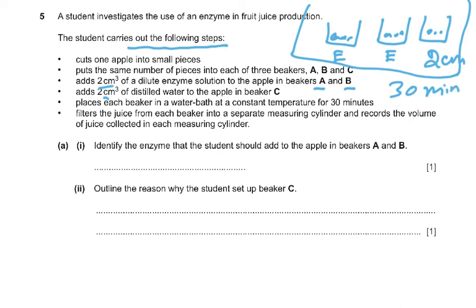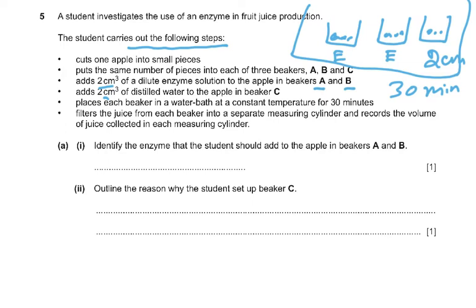And then filters the juice from each beaker into a separate measuring cylinder and records the volume of juice collected in each measuring cylinder. So we've cut the apple into small pieces. We put the same number of pieces into each of the 3 beakers A, B, and C. Then add 2 cm³ of dilute enzyme solution to the apple in beakers A and B. And then you add 2 cm³ of distilled water to the apple in beaker C.